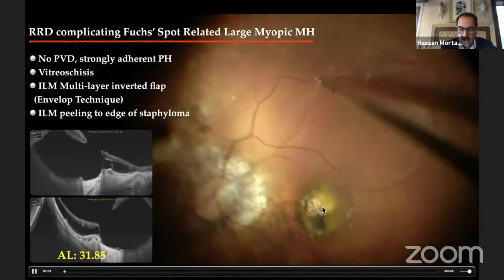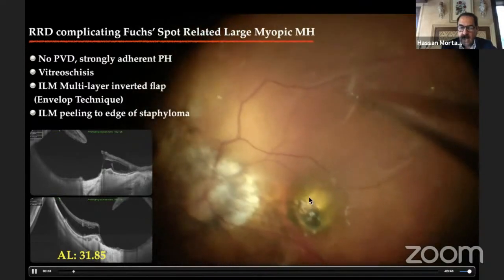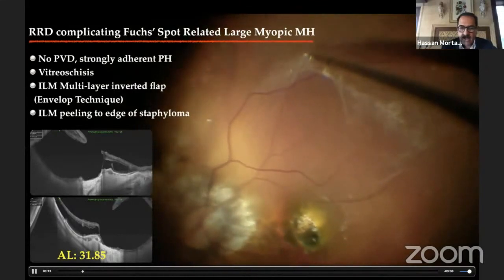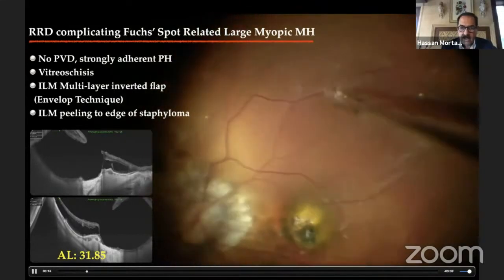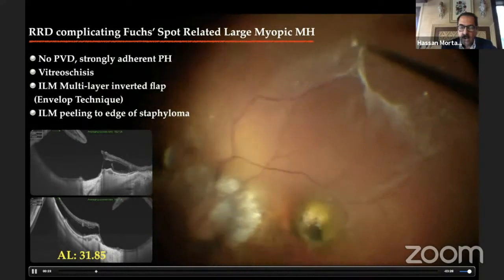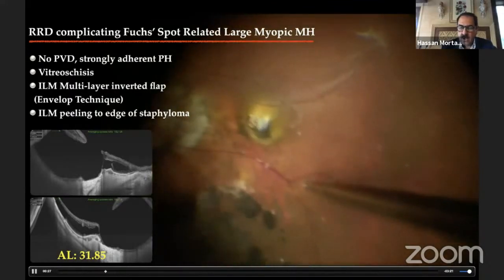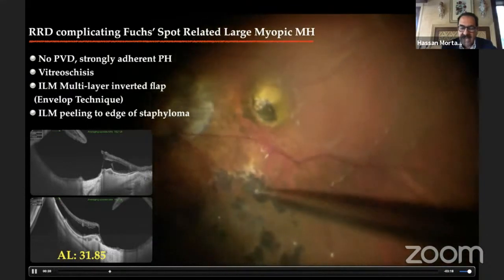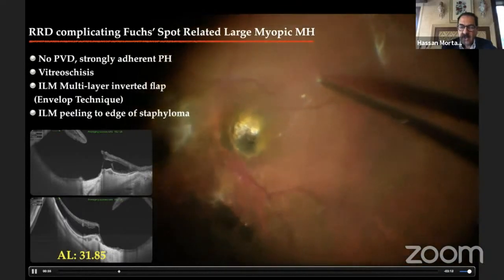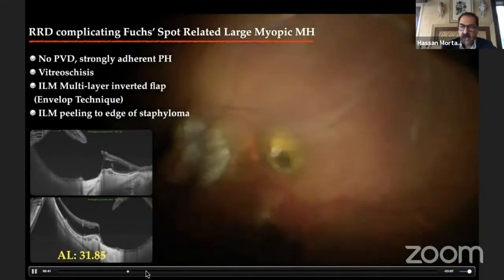This is maybe an interesting case with a large macular hole developing over an area of Fuchs spot. The posterior hyaloid was strongly attached. I tried to peel it gently, always keeping an eye on the underlying retina. Once there is a spot of bleeding, you should stop peeling the posterior hyaloid, because if you try to peel it more, then you will create a retinal break.